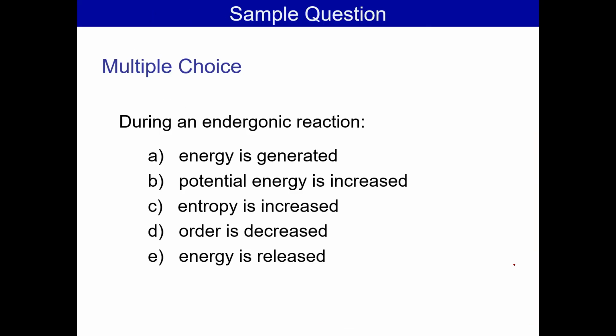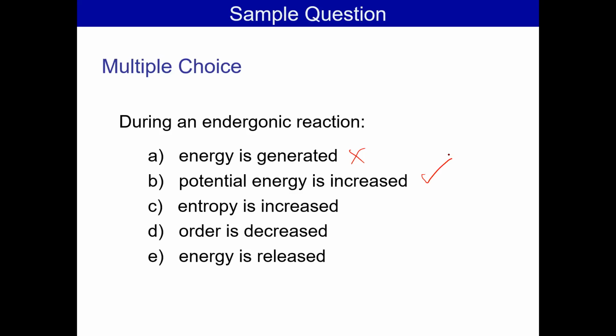Here's a sample multiple choice question. So you've got to know the vocabulary. What on earth is endergonic, right? So "end" means in, "gonic" means energy. So endergonic is bringing energy within a reaction. Is energy generated? Not really, we're not releasing any energy. Potential energy is increased, so we are bringing things in. So that one is correct.